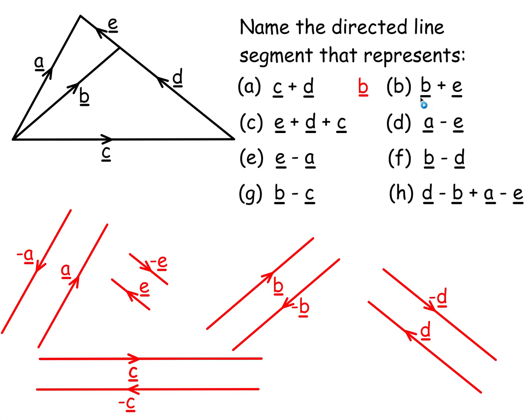The next one says B plus E. So you're adding B and E. There's B and there's E. They add head to tail. Starts here, finishes here. That's the same as A.